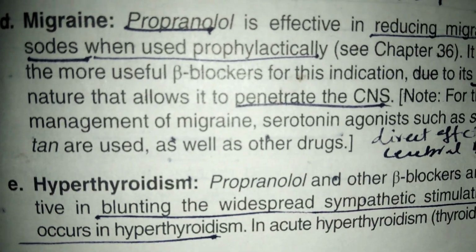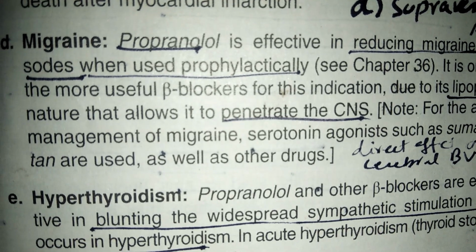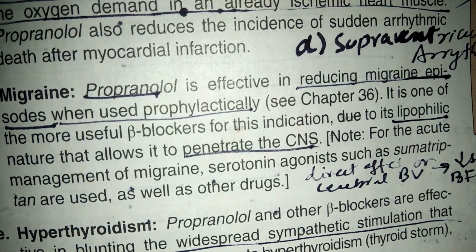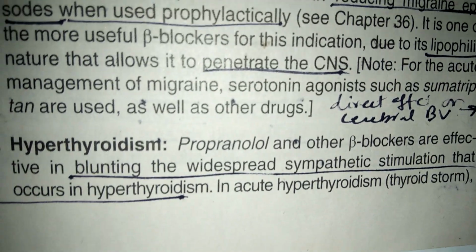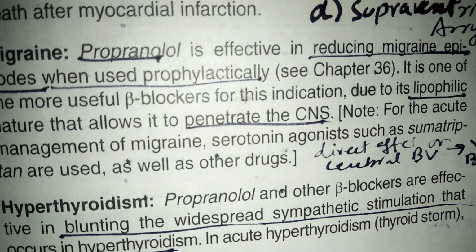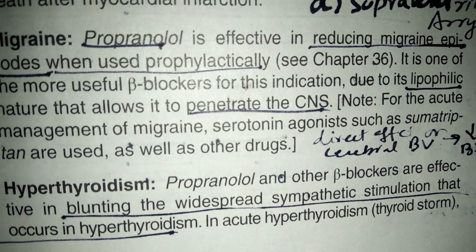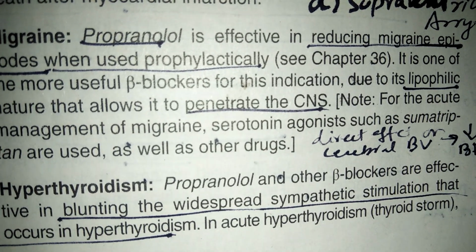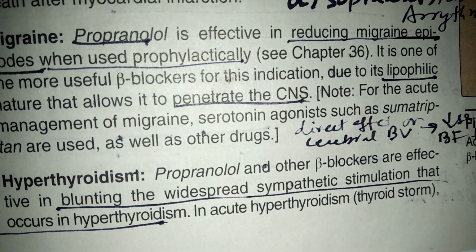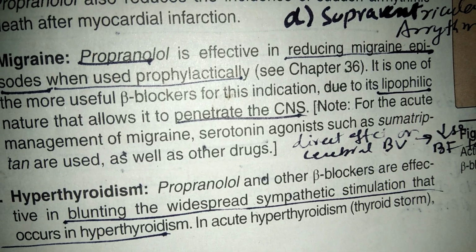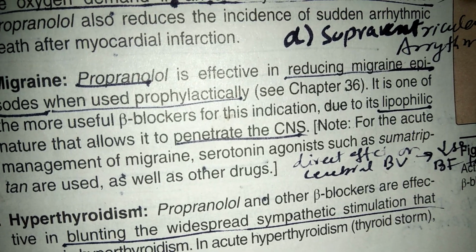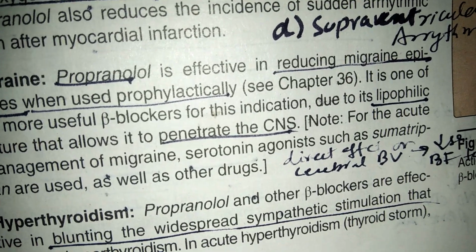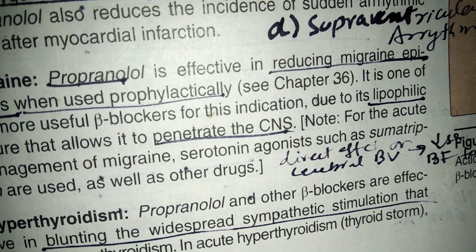And why in hyperthyroidism? Patients usually complain of tachycardia or palpitations. In patients with hyperthyroidism, we can give propranolol to decrease the sympathetic activity that usually occurs in these patients. And it is also indicated in thyroid storm, that is an exaggerated form of hyperthyroidism. So it is also used in thyroid storm.